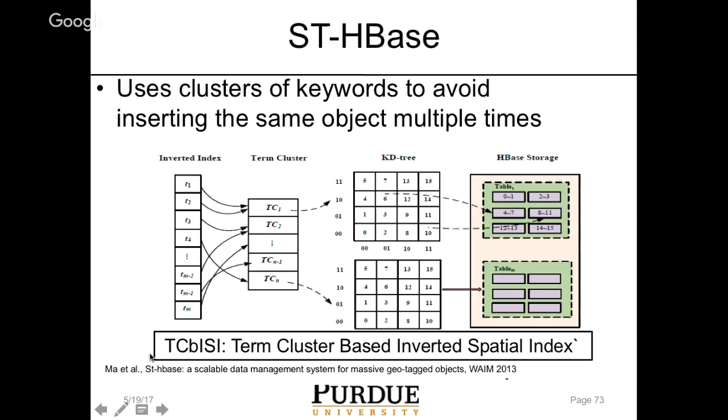And for all objects that are in the same term cluster, there will be a KD tree constructed for them. They will be indexed in the KD tree in a specific block for them. And using the KD tree, they will find the Z order for the objects in this KD tree, and they will be inserted into the HBase storage. So objects will be accessed based on their term cluster and their Z order within the HBase storage.